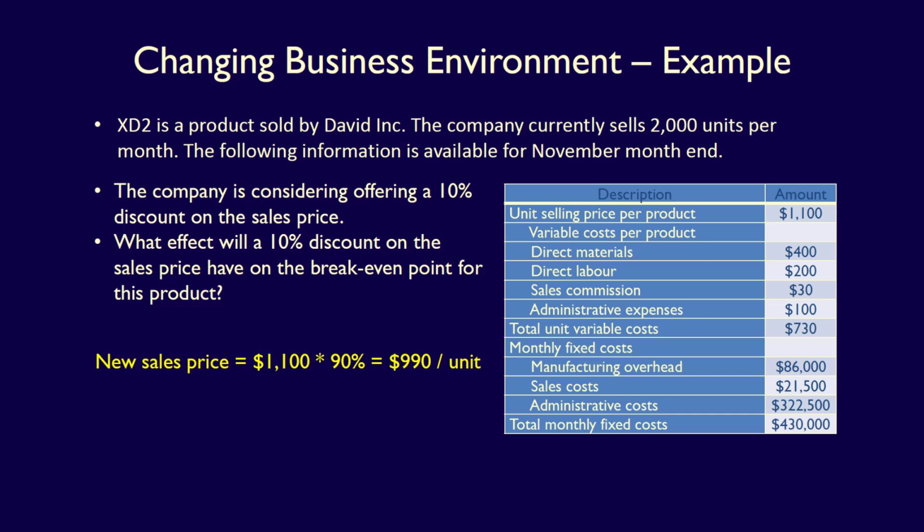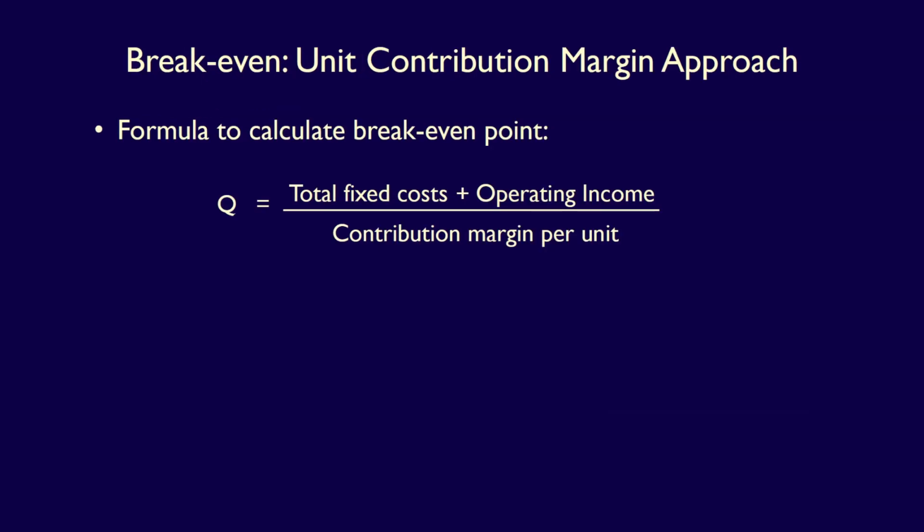With this new lower sales price, how many units would David Inc. have to sell in order to break even? We'll use the contribution margin approach to calculate this. The formula for this approach is as follows. Q, meaning quantity in units, is equal to the total fixed costs plus operating income divided by the contribution margin per unit. So we need an updated contribution margin per unit.